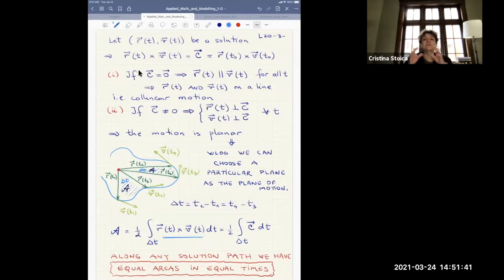Equal areas in equal times. This is called the area law, and it is a consequence of the conservation of angular momentum. I know we didn't say this last time, but this is one of the important properties of central force motion. Okay, next.